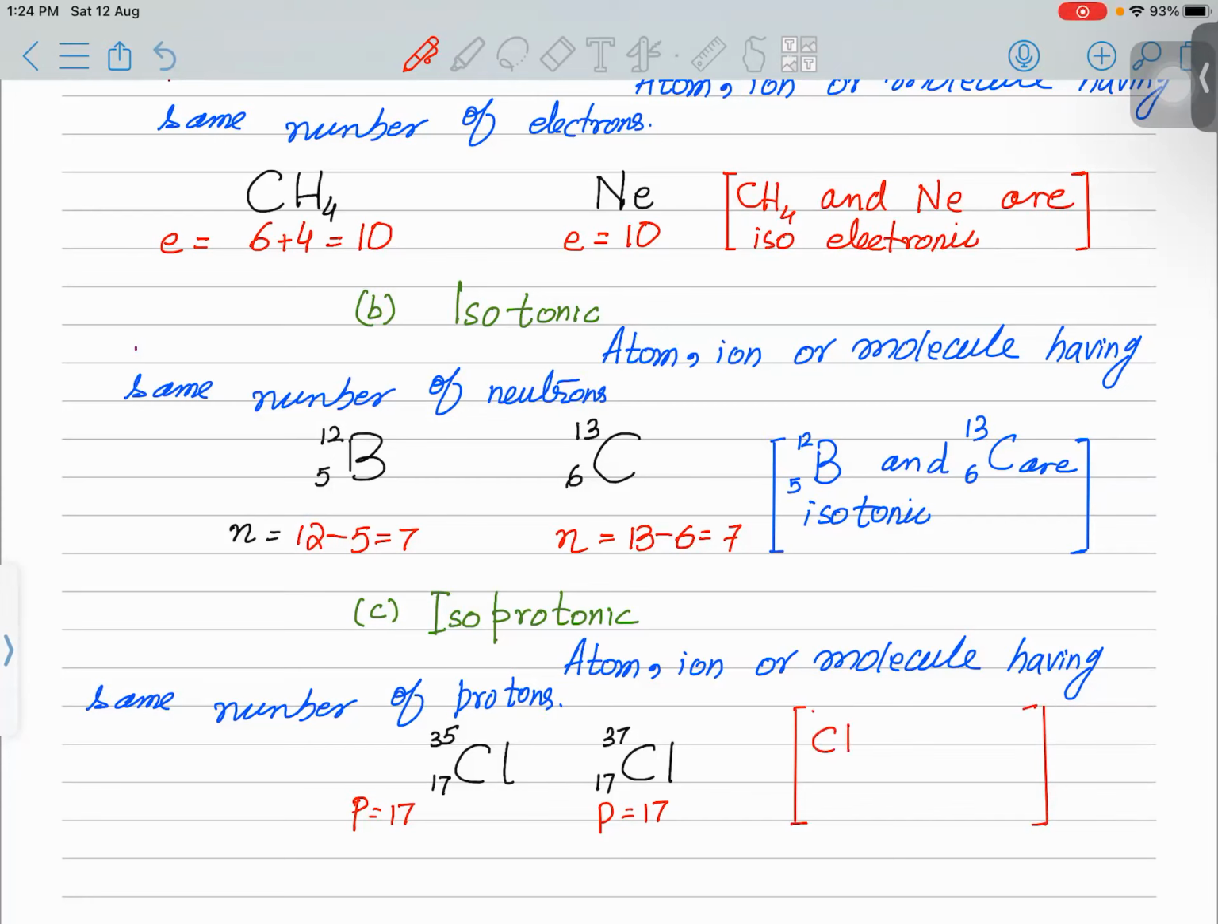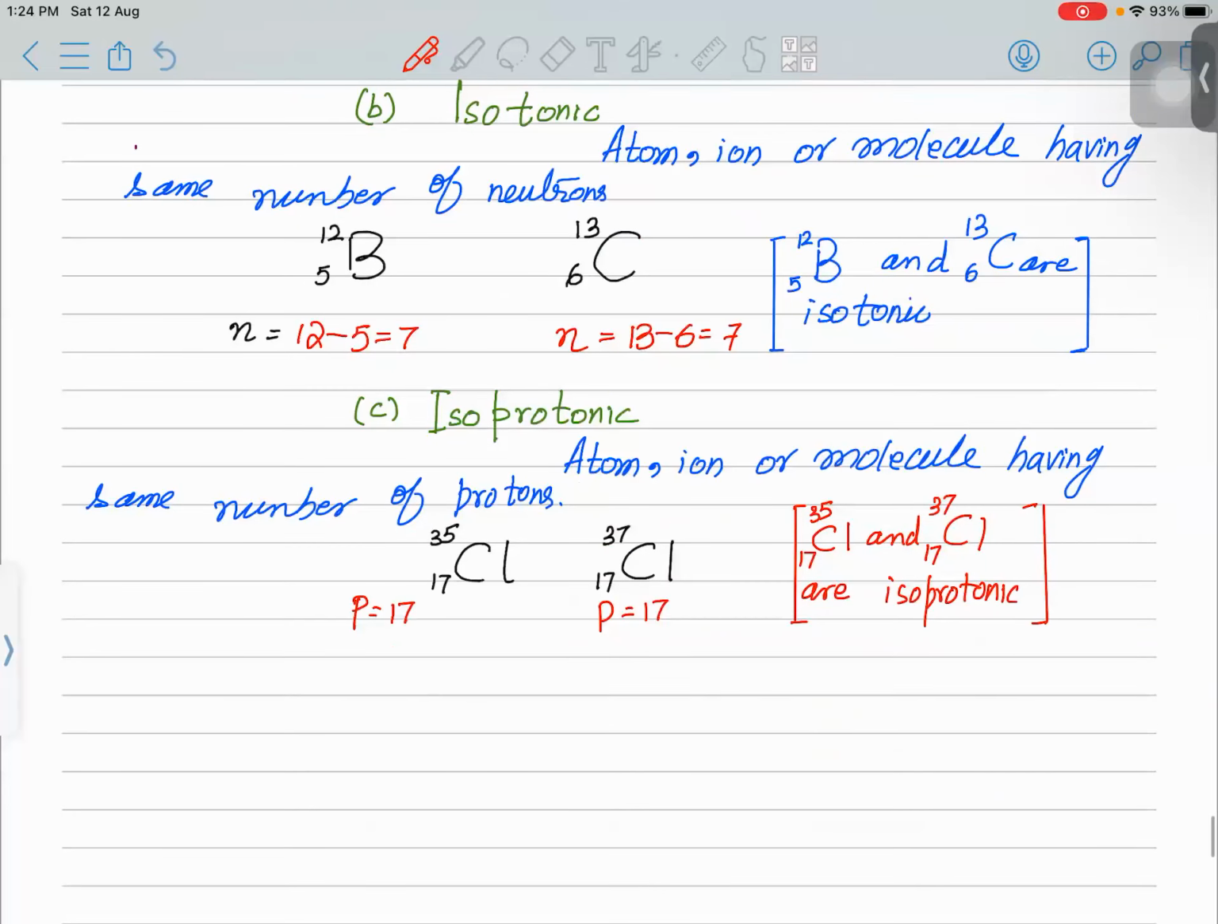So chlorine 35 and chlorine 37 are isoprotonic. So the next statement would be: isotopes are isoprotonic.